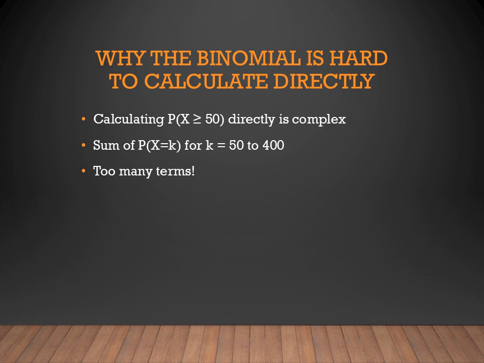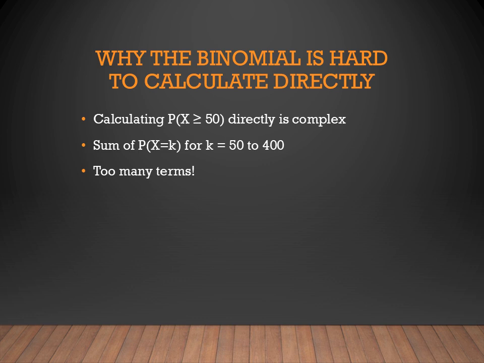If we try to calculate the probability directly, by adding up the binomial probabilities for all k from 50 up to 400, we'd face a huge computation. That's because it involves 351 separate binomial terms, each one a large calculation on its own. For this reason, with large n, statisticians use an approximation to make the calculation manageable.